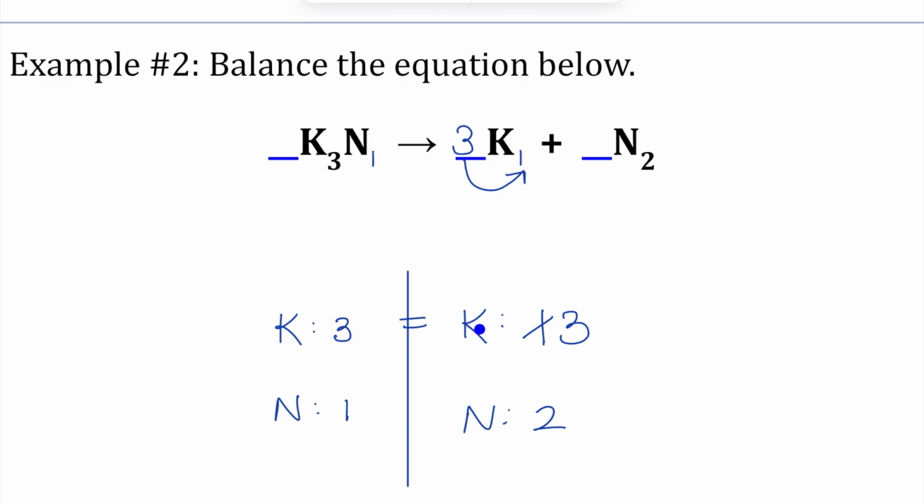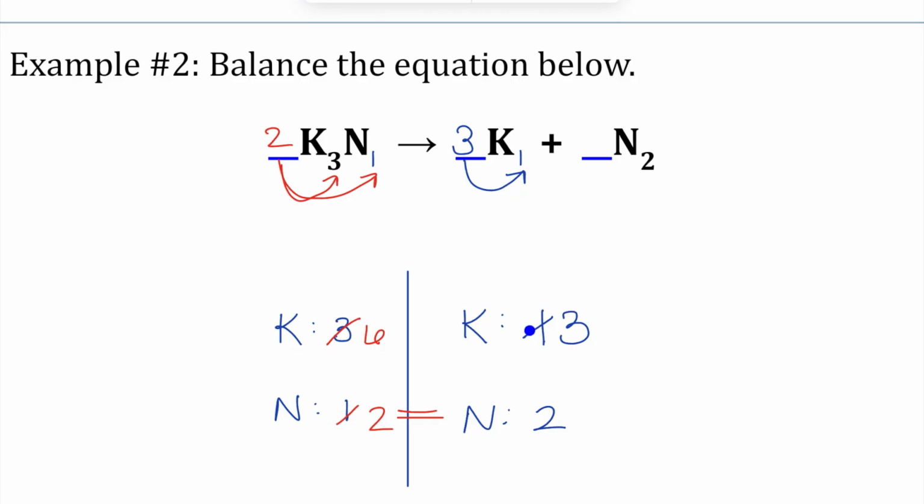Now those are balanced. Now let's go to our nitrogens. Well, I have 2 on the right, 1 on the left, which means I'm going to need a 2 here. Putting a 2 in front of that term with nitrogen not only impacts my nitrogen, 2 times 1, so that now these are balanced, but it is also going to go 2 times 3. Now this is 6, so that means that my potassiums aren't balanced anymore, which isn't a problem.